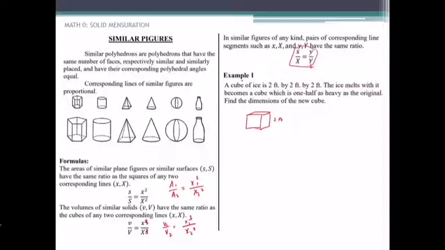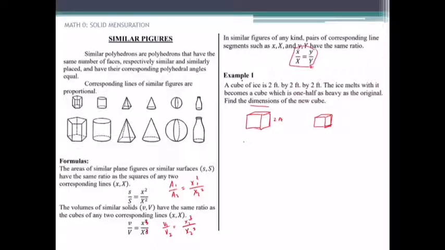Okay, so the volume is now half. From that, of course, it has melted. So we are to get the dimension of the new cube. For example, its edge here is 2 feet. So what is the new edge?